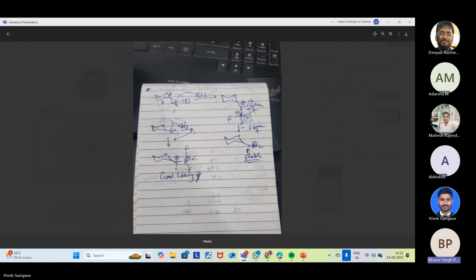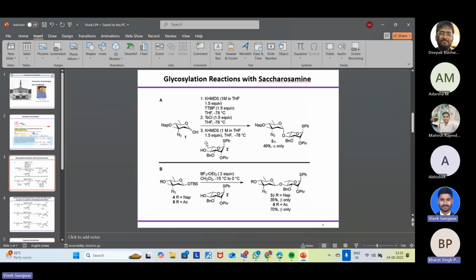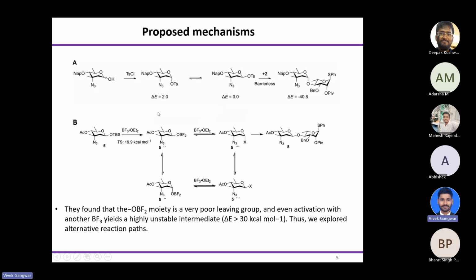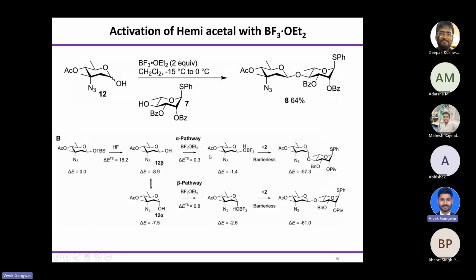Whatever you are talking about, that delta E, by any chance is that the potential energy of a compound, or is it the barrier only? I did not get it. One minute. Can you come to the slide? So this is delta E. What does delta E mean? This is the potential energy of that compound, the energy the compound has stored.